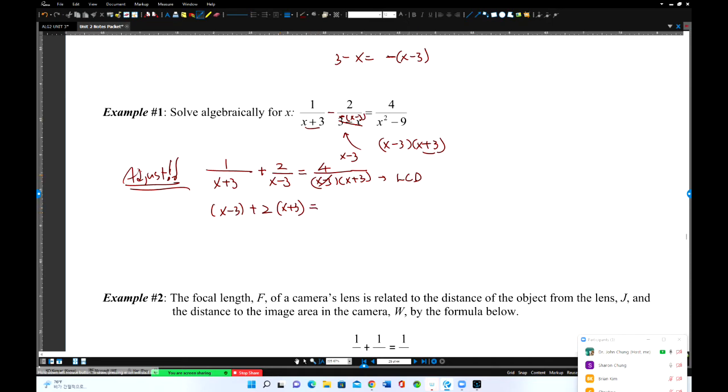Alright, the next one. When you multiply by the LCD, this one is only 4, right? This is cancelled out, so it's 4. You have to solve this one, okay? Just give me 1 minute.